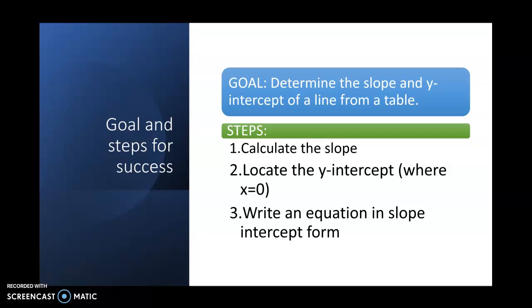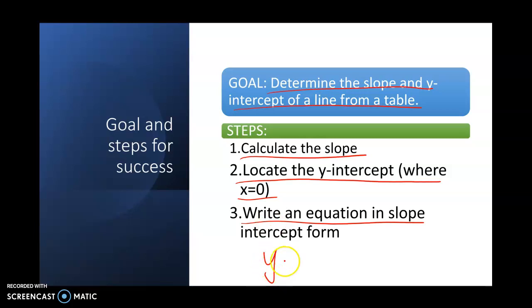Here are our steps and our goals for today. We're going to determine the slope and y-intercept from a line from a table. So we're going to write an equation from a table. First we're going to calculate slope, then we're going to find y when x equals 0. Then we're going to write an equation that looks like y equals mx plus b.